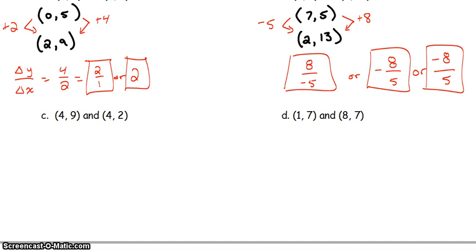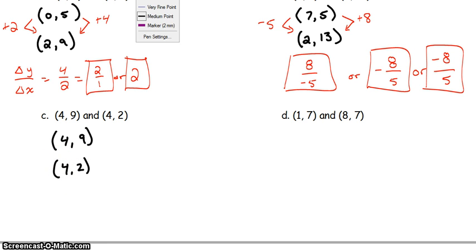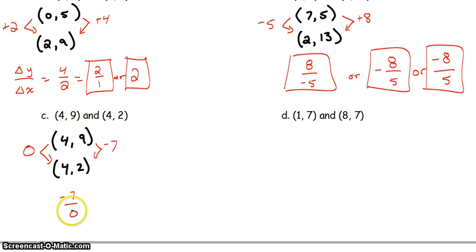Okay, part C is only slightly different, but there is a major difference. If you look at the ordered pairs, 4, 9, and 4, 2, when I take a look at my jumps, it's jumping from 9 to 2, that's going down 7. This one isn't jumping at all, that's a 0. It's always negative 7 over 0.